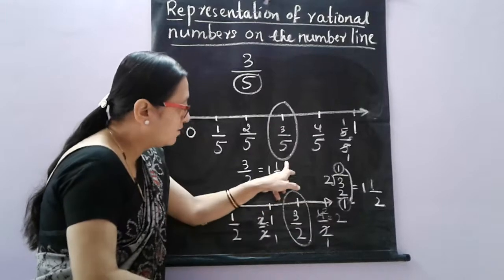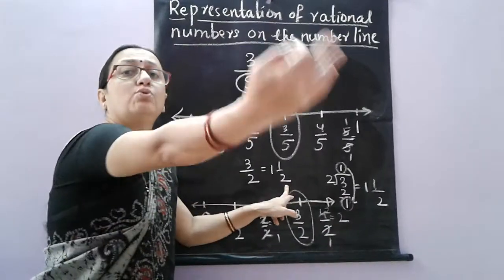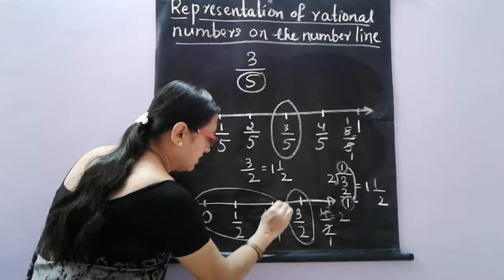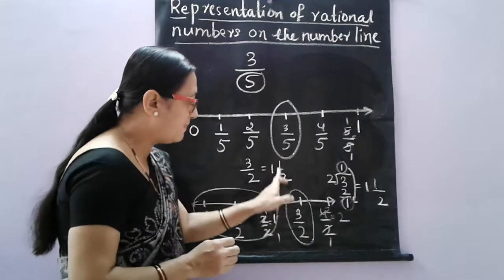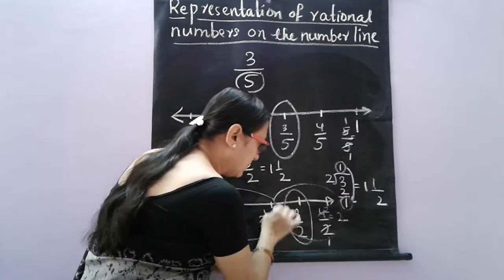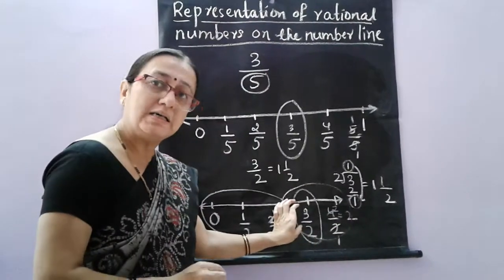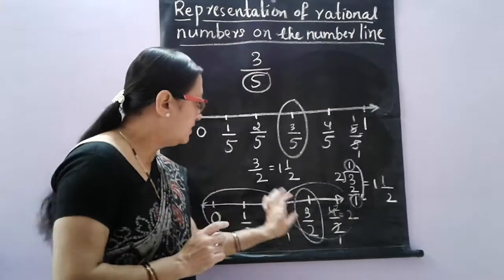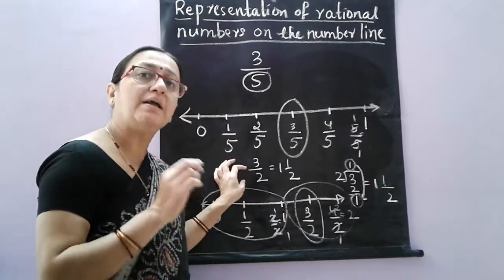After that again one part out of the next 2 parts. This is one part, that is one part here. And half, that is 1 by 2. 1 out of 2 means in the second part one part is taken here. Okay, that is how we can represent any rational number on the number line.